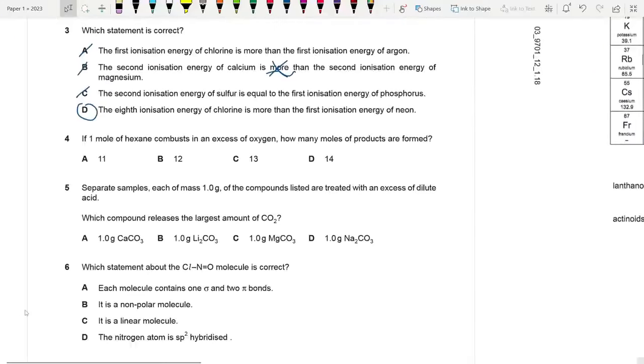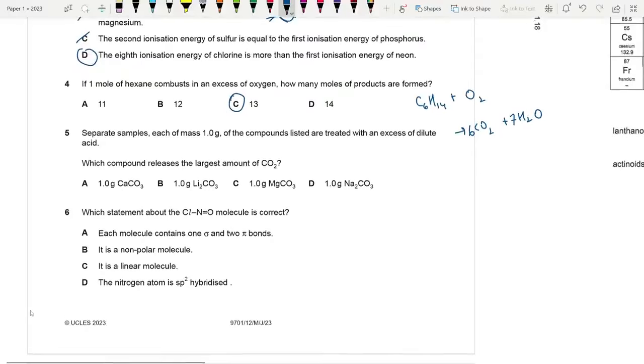Okay. Number 4. If 1 mole of hexane combusts in excess oxygen, how many moles of products are formed? Okay, so hexane, C6H14, plus excess oxygen gives you CO2 plus H2O. So it's going to be 6 here and 7 here. So what's the moles of the products? 6 plus 7 is 13. That's it. Separately, if you want to balance oxygen, it's going to be 7 plus 12, 19. So that's 19 over 2.